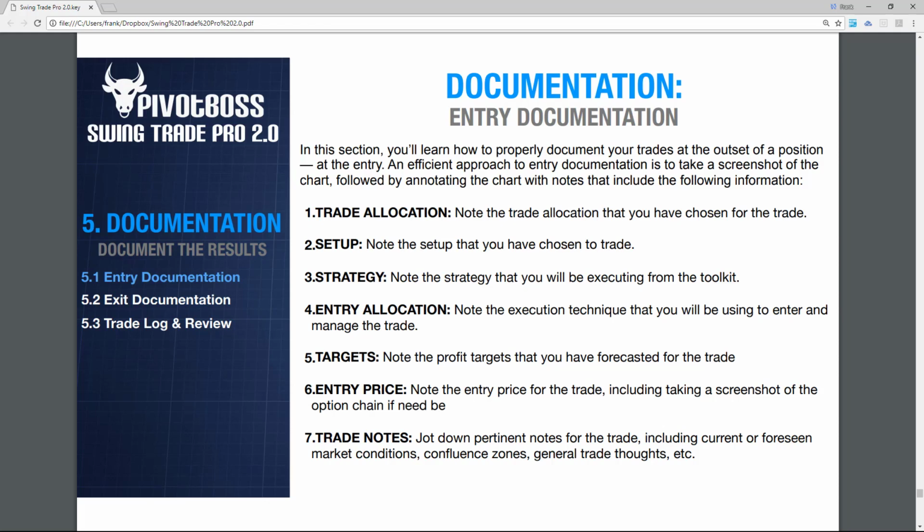So number 1, we're noting trade allocation. What is your trade allocation that you have chosen for that trade? Is it an aggressive allocation, a moderate, a conservative? Note that trade allocation. Number 2, setup. Note the setup that you have chosen to trade. Is it a rejection day trade sequence? Is it a stop run day trade sequence? Is it an accumulation sequence? What is that setup? Note it and document it so that you know and can categorize it for later.